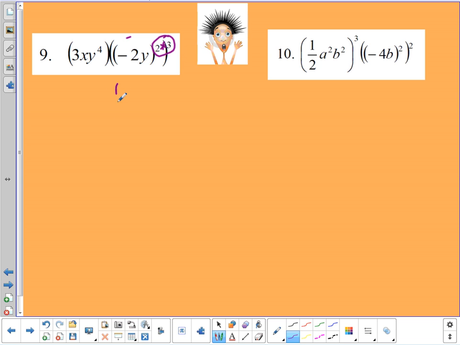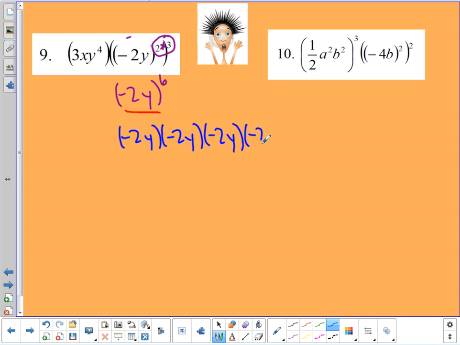So I have negative 2y raised to the sixth power. And what that means is that I really have 6 of these. Okay, so if it helps you, write them all out. I have negative 2y, negative 2y, negative 2y, negative 2y, and yes, I realize this is long, but it might help you eliminate the mistakes. 1, 2, 3, 4, I need 2 more. Negative 2y, negative 2y. I still have this piece that's out front, 3xy to the fourth.